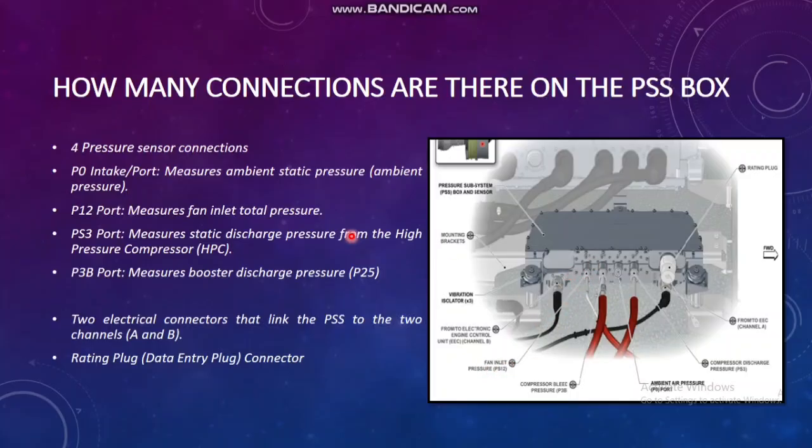Then the PS3 port measures the static discharge pressure from the high pressure compressor. PS3 is this. So this will measure the discharge pressure from the HPC. And the P3B port measures the booster discharge pressure. This is your P3B port. So P3B measures the booster discharge pressure. And 2 electrical connectors link with the PSS box for channel A and channel B. This is your electrical connection for EEC channel B, and this is for EEC channel A.